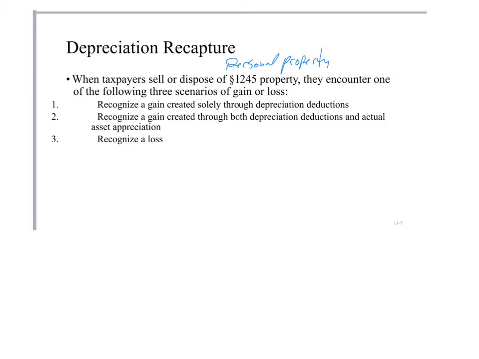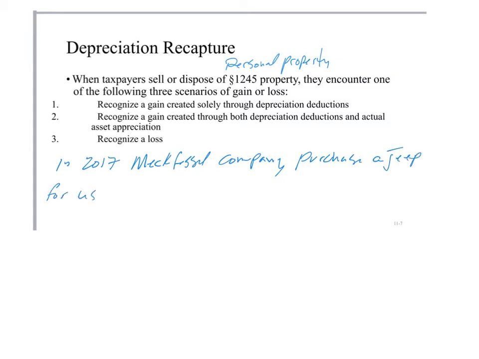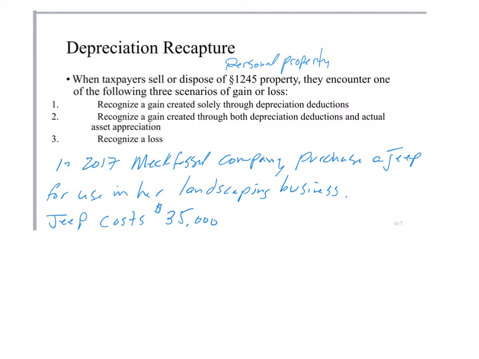I'm going to talk and write here. So we're going to assume in 2017, McFessel Company purchases a Jeep for use in our landscape business. The Jeep costs $35,000.